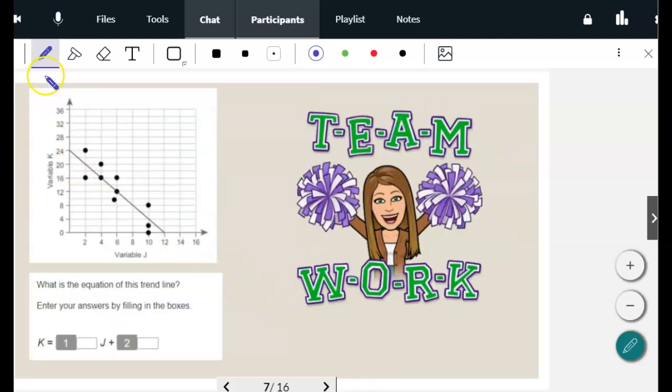Next one. What is the equation of this trend line? Enter your answer by filling in the boxes. So it goes through y at 24. So that's going to be the plus right here. So that answer number 2 would be 24.